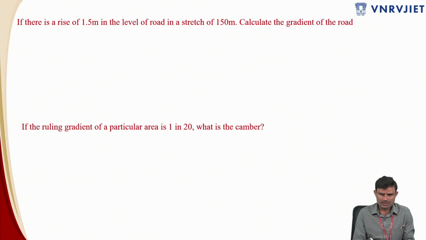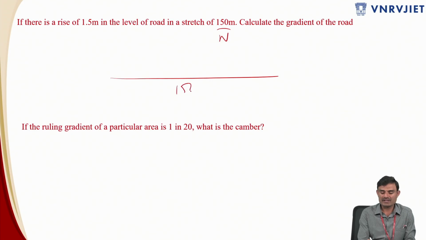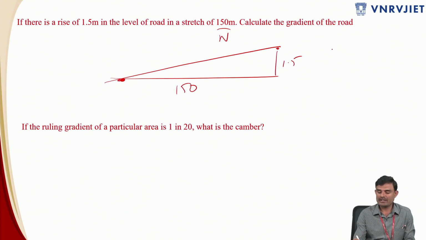So we'll look into small problems now. There is a rise of 1.5 meters in the level of the road over a stretch of 150 meters. This 150 meters is the horizontal distance. So I have traveled 150 meters in the horizontal direction, and there is a rise of 1.5 meters. We are asked to calculate the gradient. For 150 meters I have a rise of 1.5 meters; again, I need to express it for a vertical of only 1 meter.